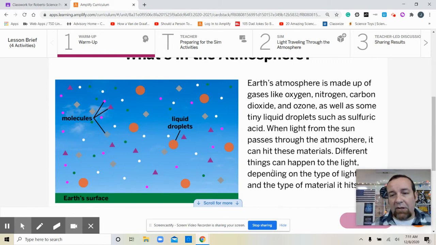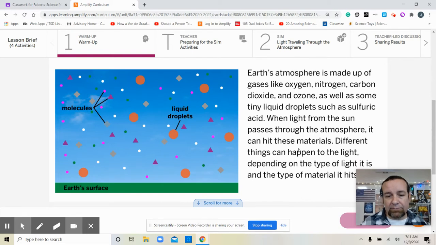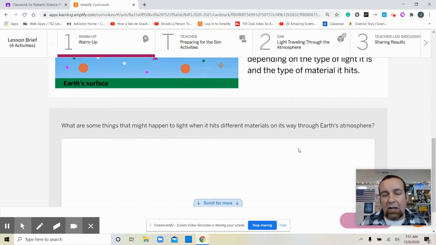So what I'd like you to do is read this statement over on the right here, and then answer this question. What are some things that might happen to light when it hits different materials on its way through the atmosphere? I'll give you a hint. If you rewind this video 2 minutes, I showed you a slide at the beginning that shows you 3 things that could possibly happen. Go ahead and put your thinking down, push that hand in button, and then let's go on to the next slide. So go ahead and pause, answer the question, push hand in, and let's go to our next portion.